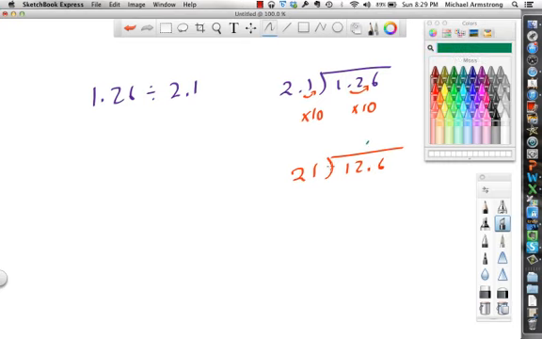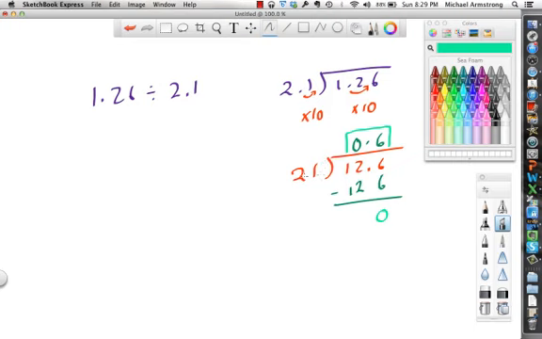And then we have to estimate how many times 21 goes into 126. I'm guessing it's going to be 6 times. 2 times 6 is 12, so we're going to put a 6 here. 6 times 1 is 6. It's looking pretty good. 6 times 2 is 12. And then when I subtract, I get 0. So there's 0 remainder, and the quotient is 0.6, 0 and 6 tenths.